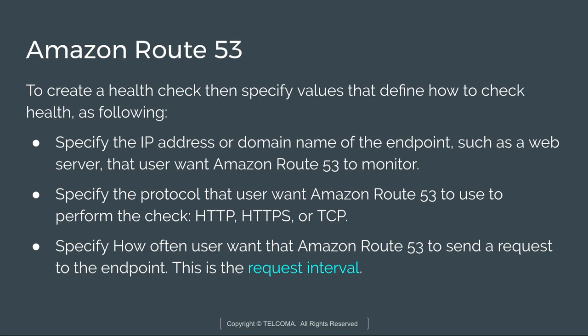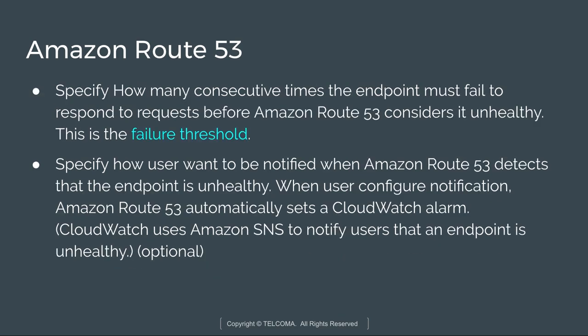We can also monitor the status of other health checks or a CloudWatch alarm. After that, we need to specify how many consecutive times the endpoint must fail to respond before it is considered unhealthy. This we call the failure threshold. We also need to specify how the user wants to be notified when Amazon Route 53 detects that the endpoint is unhealthy.